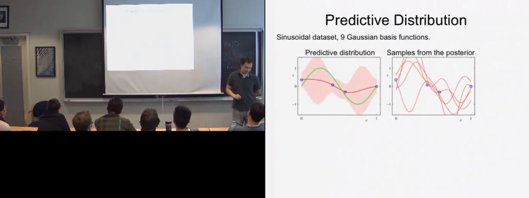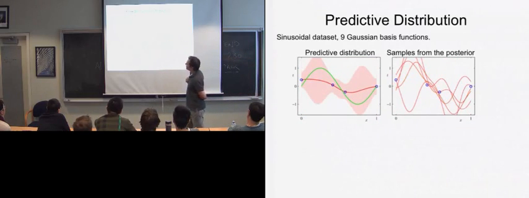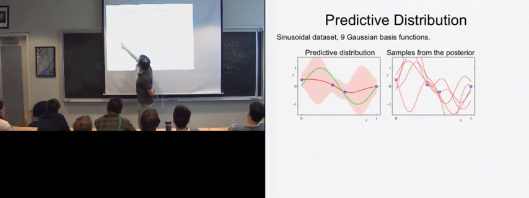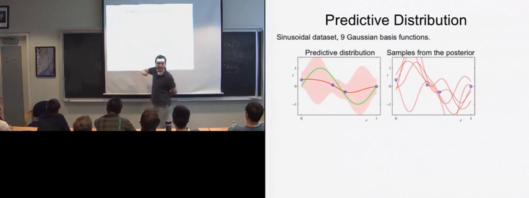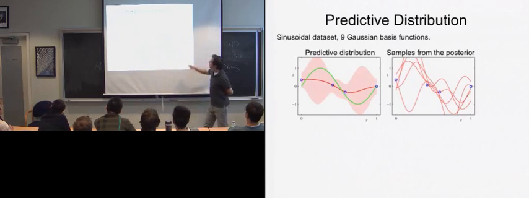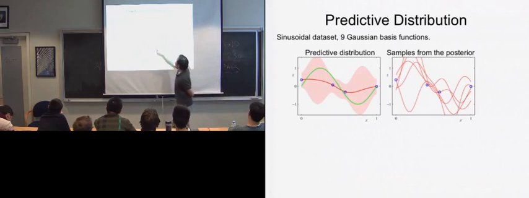If I get to see, in this case, 4 data points, notice the interesting thing here. There's a lot of uncertainty here, and there's a lot of uncertainty here. There's less uncertainty here, and that's what you expect to see. If you look at the samples from the posterior, these are plausible samples from the posterior. If you look at that particular curve, it's a plausible curve.